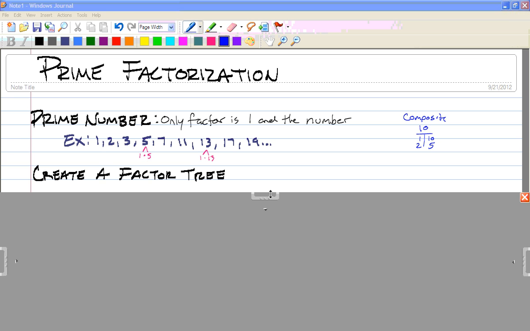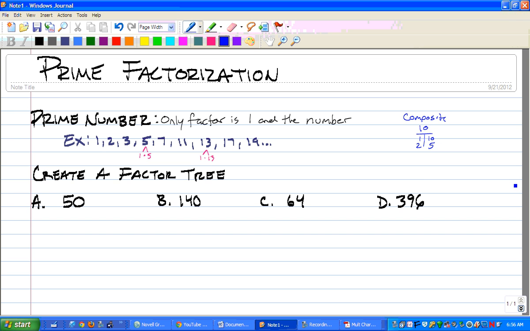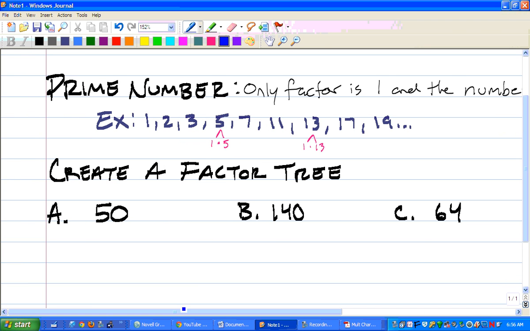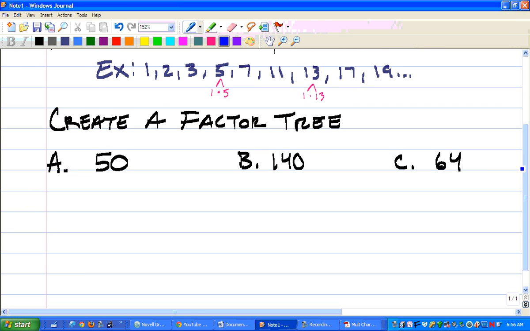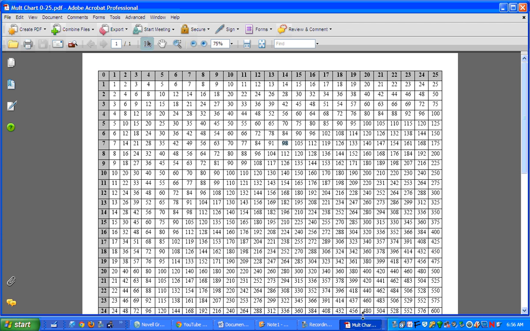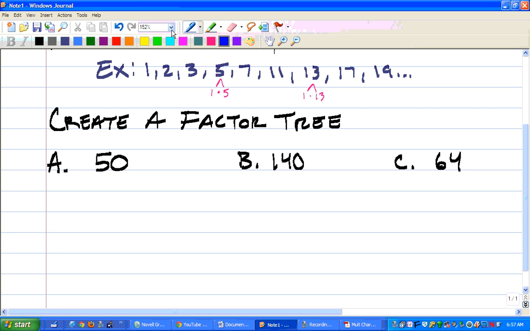So what we're going to be talking about today is creating a factor tree. When we create a factor tree for these numbers, we need to know different numbers that multiply to get to it. And to use that, we've got our handy-dandy multiplication chart. So I need to find 50 on this chart. I know for a fact that 10 is going to go into it, and that is 10 times 5. So 50 can be broken down into 5 times 10.